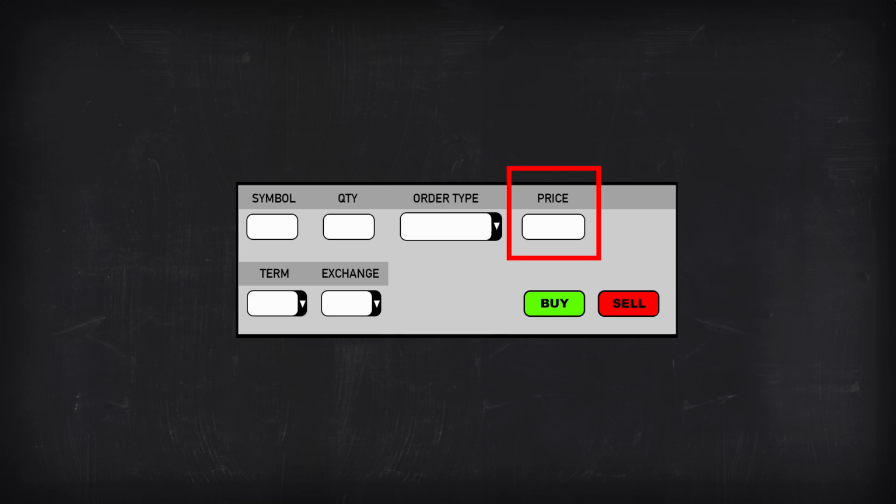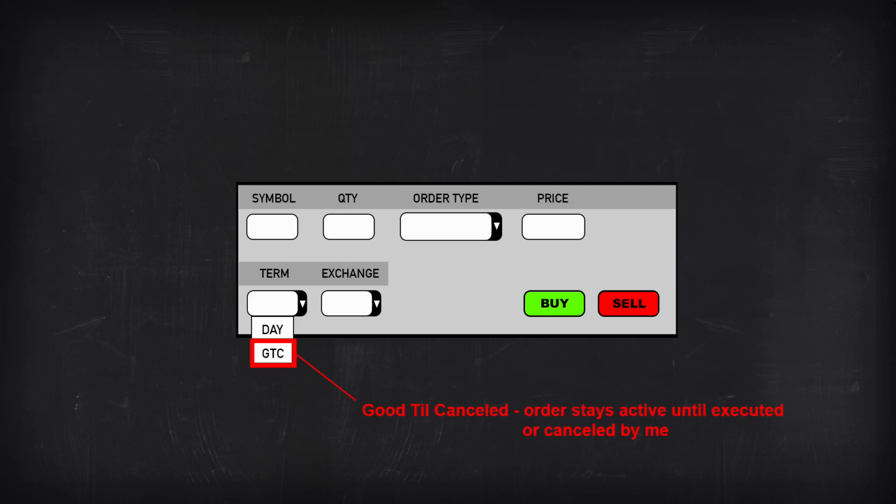Then price is where I set the price. Term is how long I want this order to be active for. As a beginner, these two are the only ones I need to know for now. So selecting day means the order will only be valid for that trading day, meaning if my order never gets executed, it'll automatically cancel on its own once the market closes that day. Selecting GTC, which stands for good till cancel, means the order will stay out until I manually cancel it myself. So technically, it can be out there forever if it never executes and I don't cancel it.